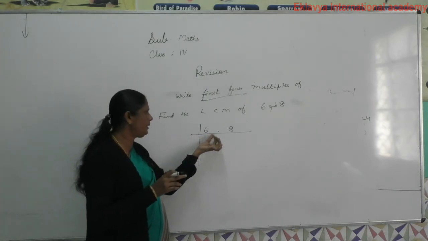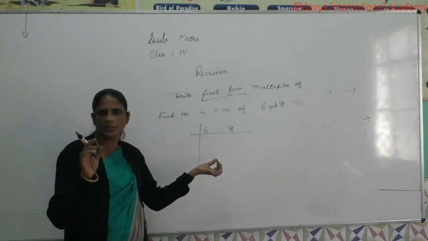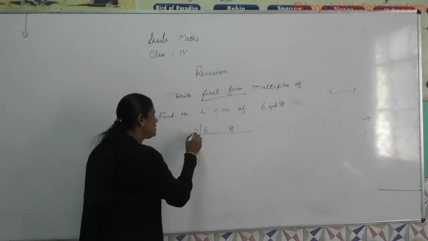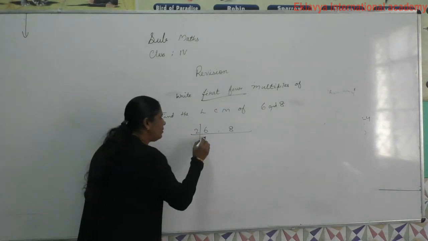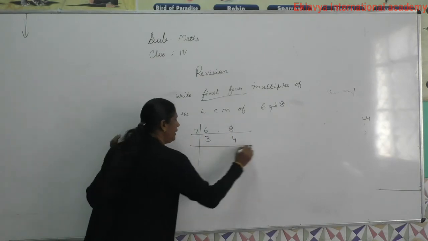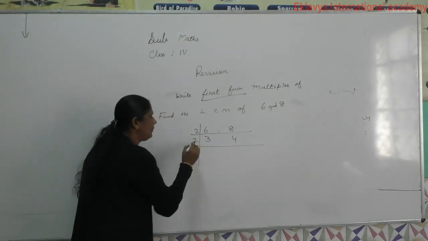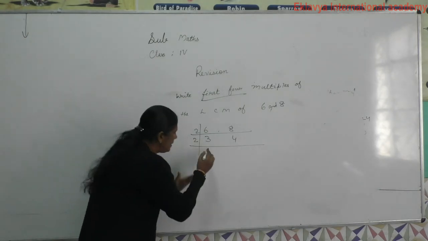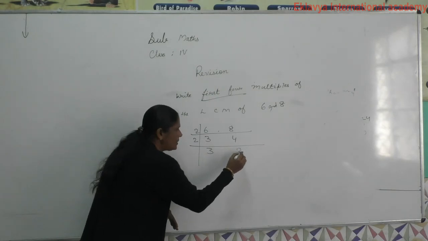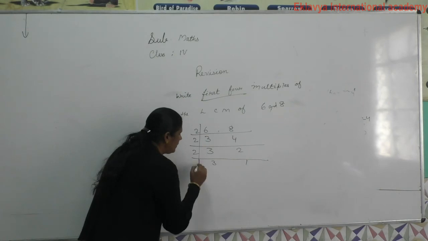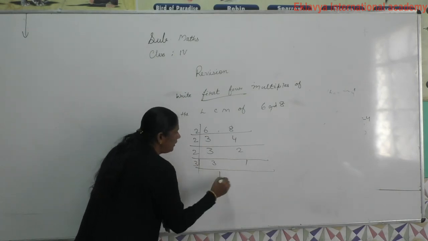Is it divisible by 2? Yes, if 0, 2, 4, 6, 8 come in one's place, that number is divisible by 2. Therefore, 2 goes into 6 three times. 3 2s are 6. Then 2 goes into 8 four times. 2 4s are 8. Again 2 goes here. Does the table of 2 come in 3? No. As it is, you write it here. Again 2. As it is, 1 time. Then here 3, 1, 1.